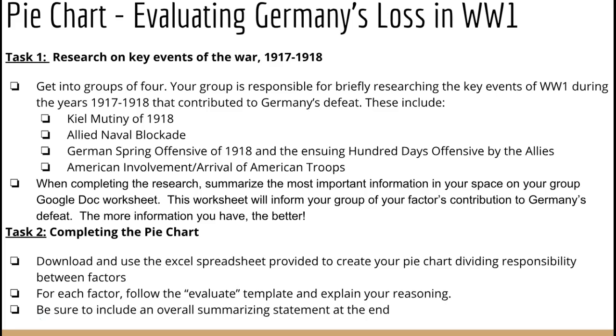And then American involvement and the arrival of American troops, looking at and deciding which one of these factors should bear the greatest amount of responsibility for contributing to Germany's loss. And we'll do this through a pie chart exercise. If you have any questions, please bring them to class next time we see each other, and I hope this gives you some sort of context as far as the state of World War I, concluding 1916 and entering 1917, 1918.